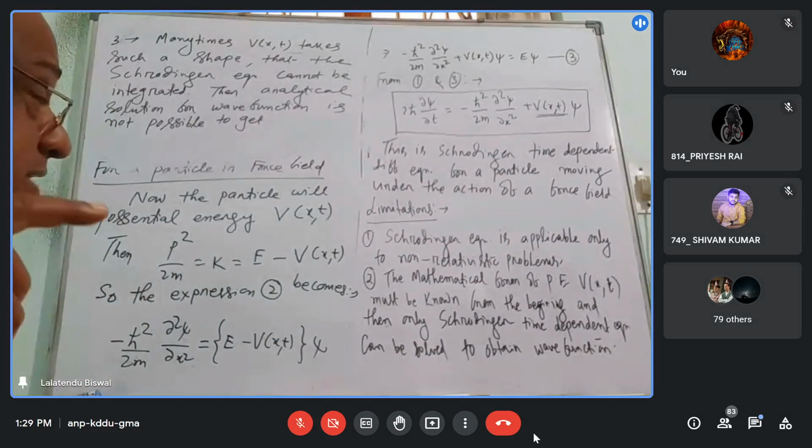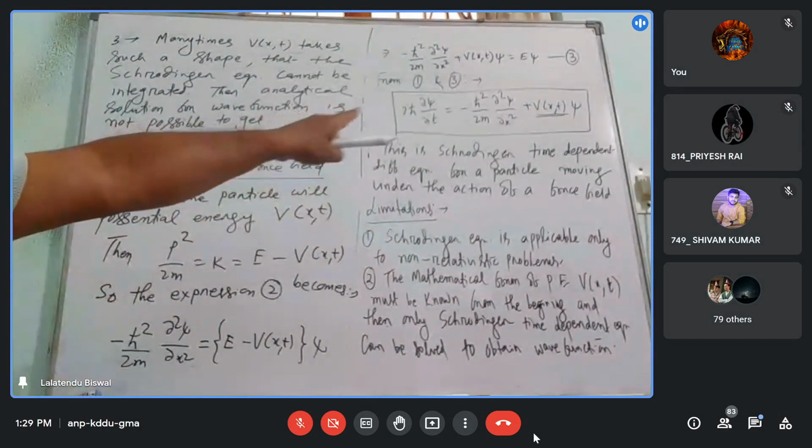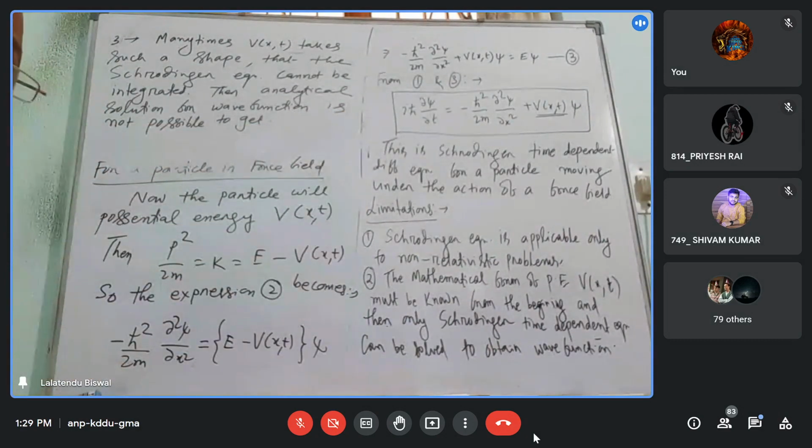Now, if the potential energy is not dependent on time, in that case, you can mark all these coefficients are not the functions of both x and t. Either the coefficients are functions of x or they are constants. So in that case, you can use the separation of variable method to reduce the problem further, I mean, to reduce the mathematical complexity.